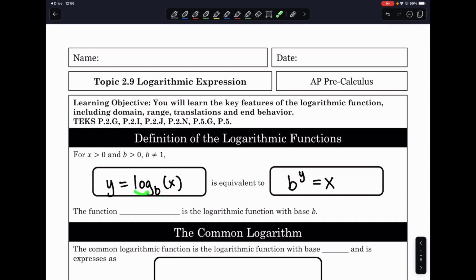Kind of weird that we're using words, but we started using letters and words a long time ago in pre-calculus and in algebra as well. So we have this operation, the log with base b. That's how we read this, log with base b of x. That is our log function. And the function f of x equals log base b of x is the log function with base b.